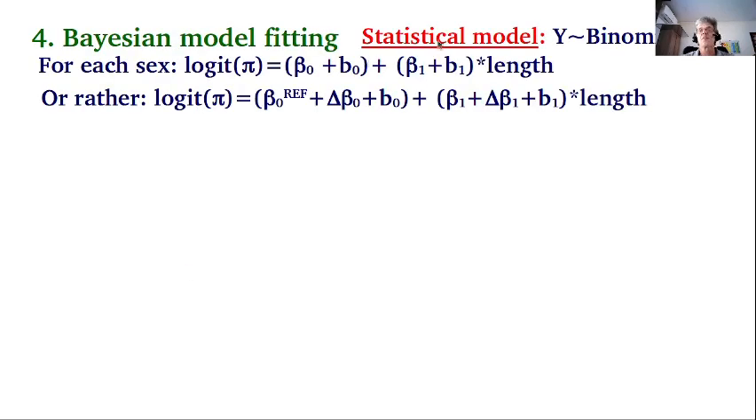So the Bayesian model fitting, again, the response variable follows a normal distribution, and for each sex we show the same relation that was discussed before for the Frequentist model fitting. This is the population level intercept, this is a population level slope, and these are the farm level departures of intercept and the farm level departures of slopes.